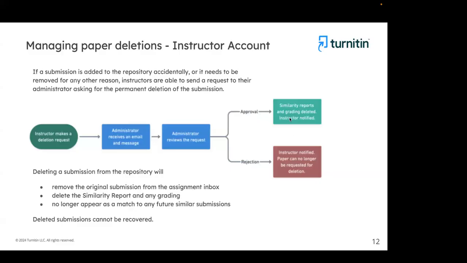But once they approve, what does deleting a submission from the repository mean? Post approval, the original submission is removed from the assignment inbox, the similarity report is deleted, along with any associated grading, and it no longer appears as a match to any future similar submissions. Once we delete the paper, it is permanently deleted from the repository, and deleted submissions cannot be recovered.